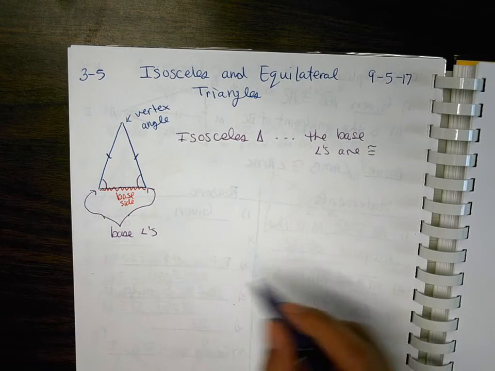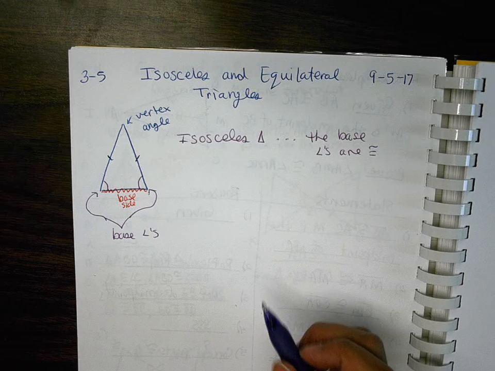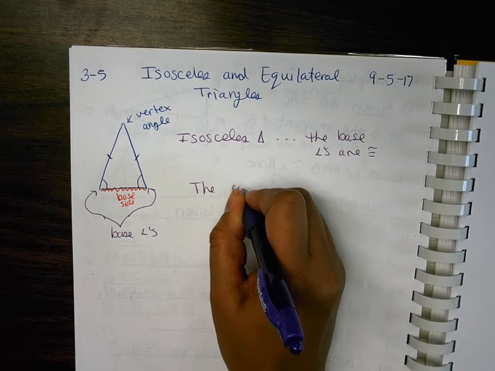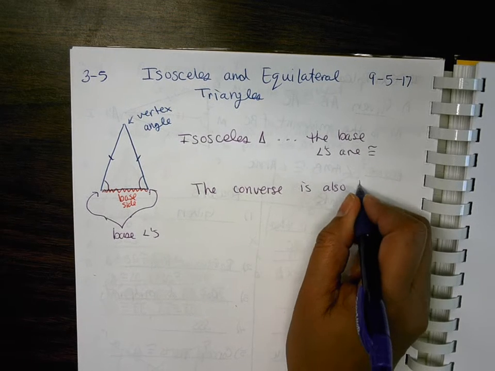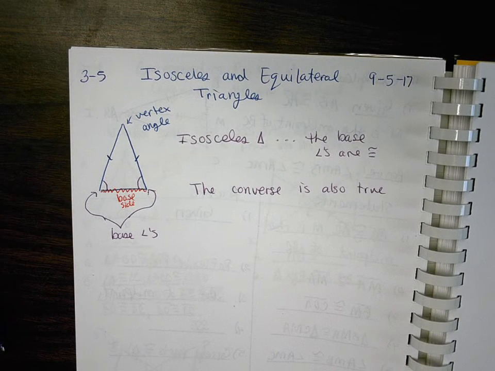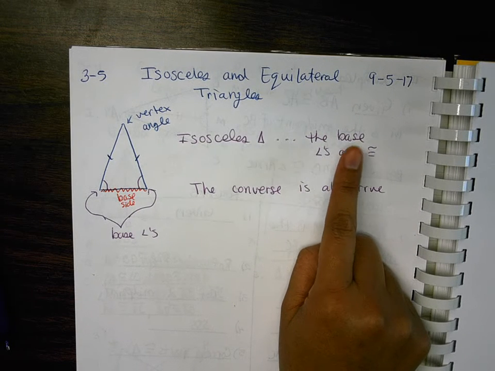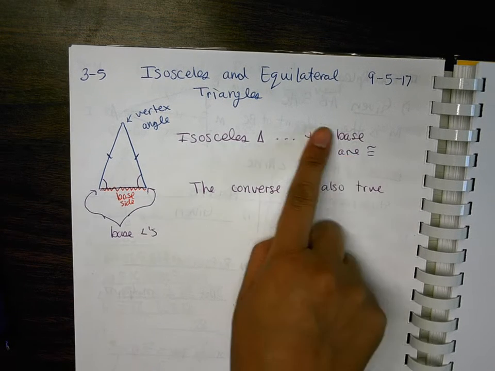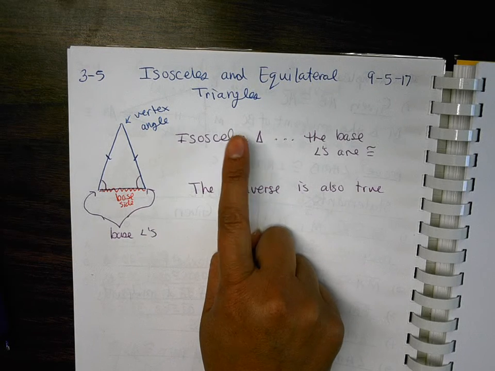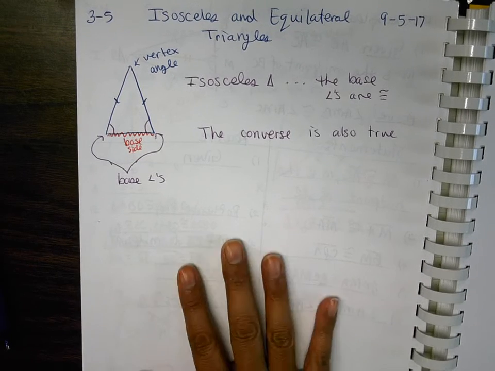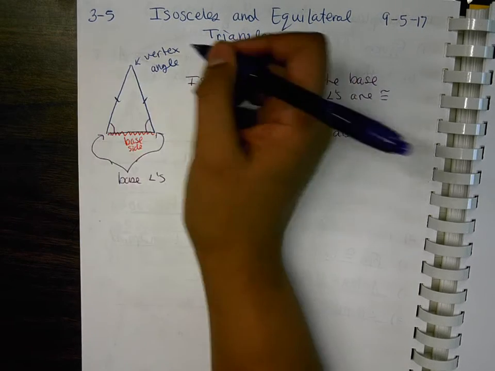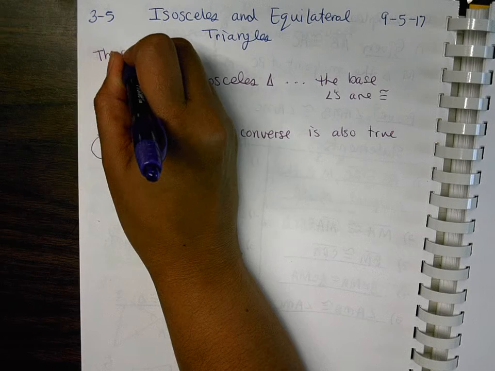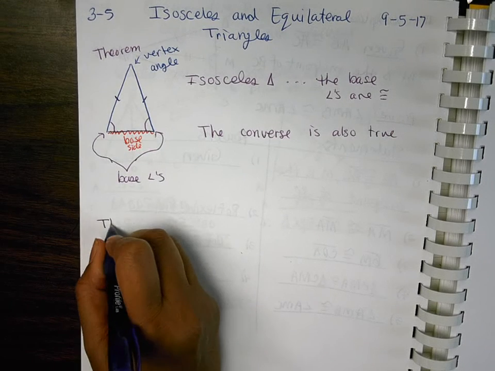All right, so in this isosceles triangle, base angles are congruent. The converse is also true. What does a converse mean? We talked about that the first week of school. The opposite. So that's saying if I have a triangle where base angles are congruent, I can then say the triangle is what? Isosceles. Good. I'm going to label this up here. This is a theorem. And we're going to go over another theorem.